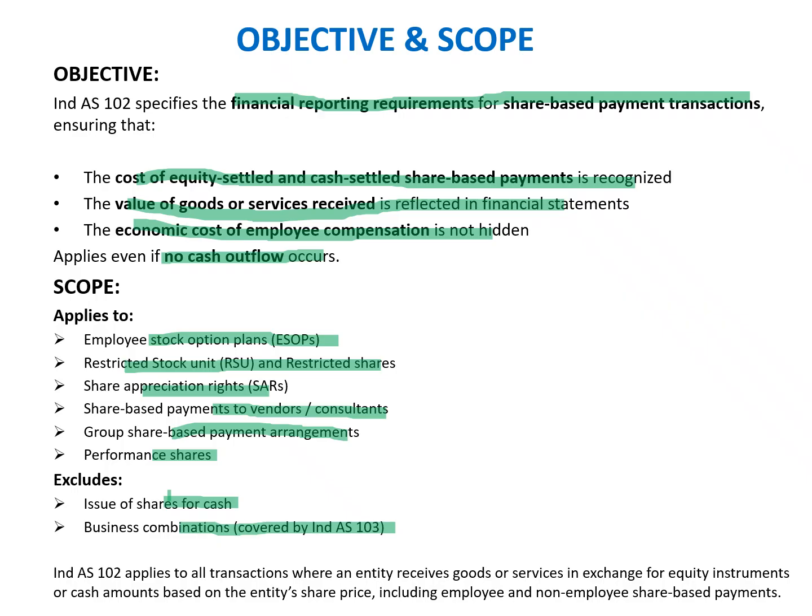So Ind AS 102 applies to all transactions where an entity receives goods or services in exchange for equity instruments or a cash amount based on the entity's equity share price, including employee and non-employee share-based payments. So basically, for all the payments where, in lieu of that, either equity shares have been issued or a cash amount based on the entity's share price has been given, that is treated under Ind AS 102. We'll move to the next slide and look at the further details.